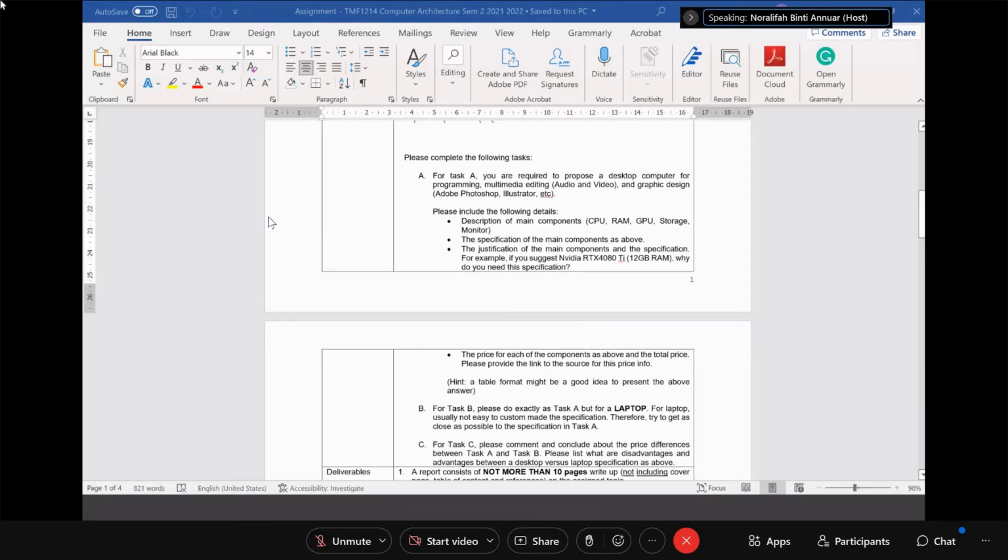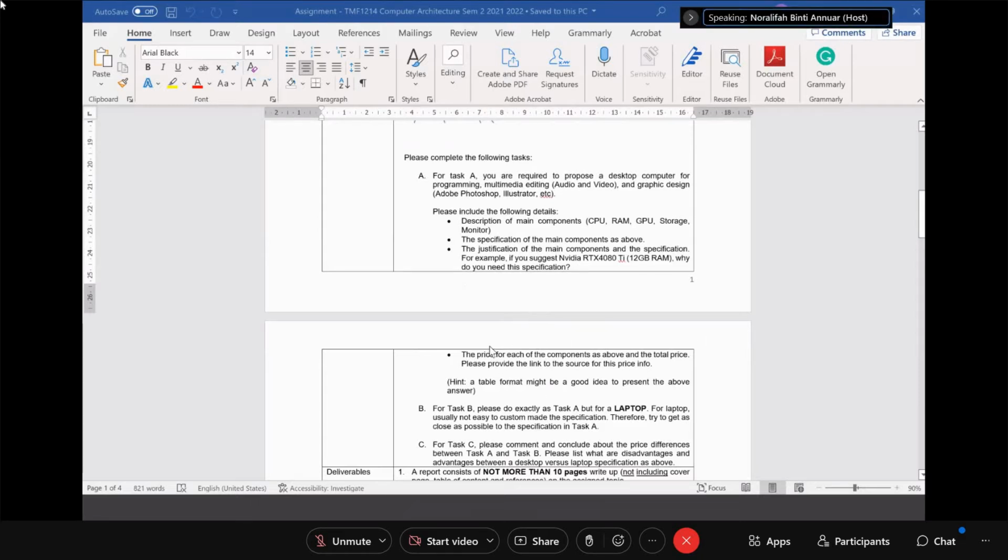You kena treat me as your customer lah, macam saya tak tahu apa-apa. So you explain dalam report awak. Macam tu lah, senang je. If you understand the basic function of the computer, nanti you should be able to do this. So your suggestion might be different or similar with your friend. But what I want to look is your justification why, okay?